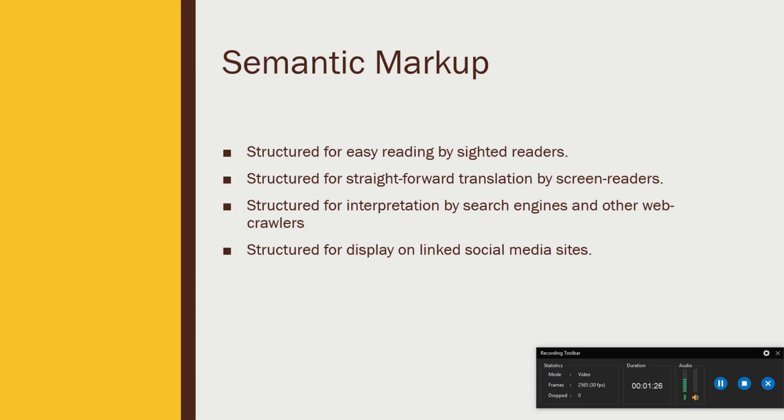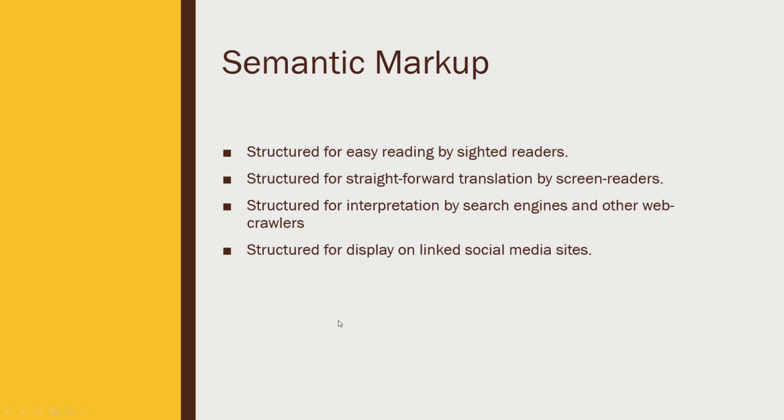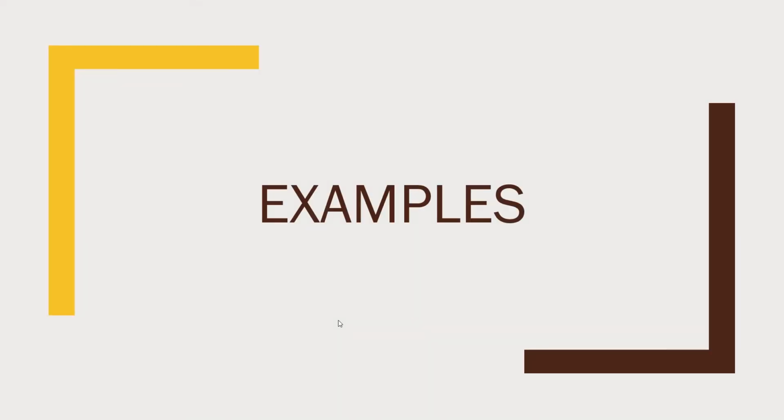So using semantic markup properly, and the tags that are identified as semantic markup tags in HTML, is really important. It ensures accessibility of your site, audience range, and makes sure that you don't exclude readers that have limited sight or are blind. So we'll get to some examples next.